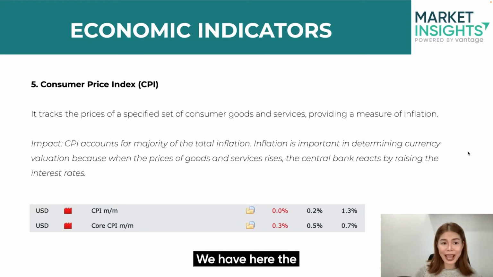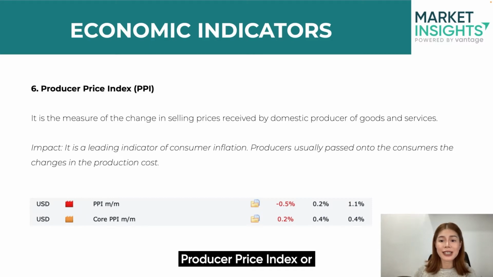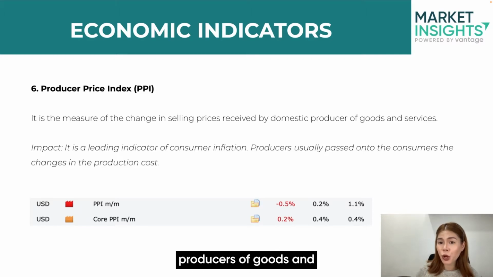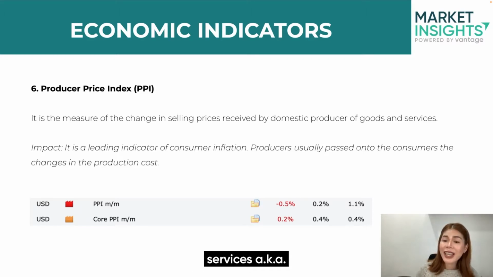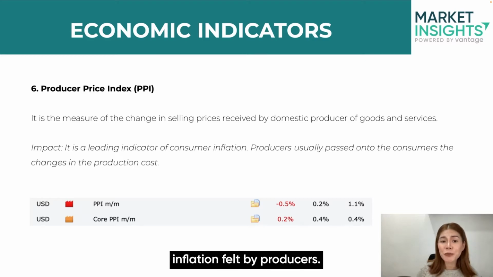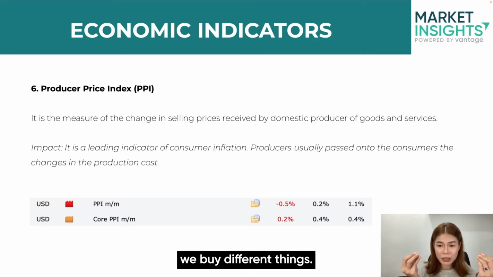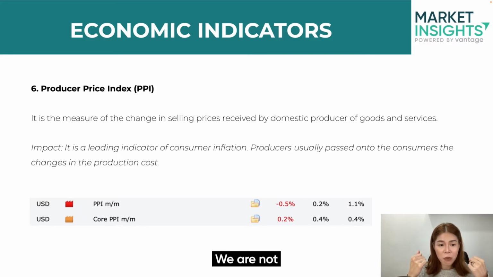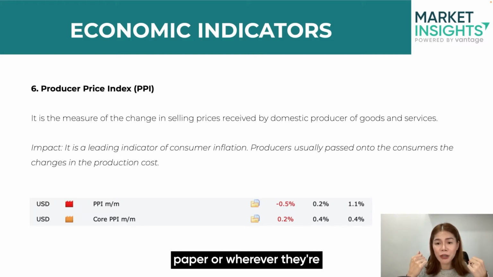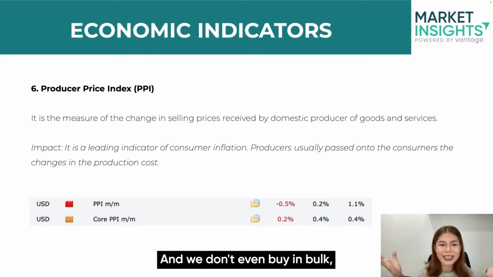Next, number 6, we have here the Producer Price Index or PPI. It measures the change in selling prices received by domestic producers of goods and services, aka inflation felt by producers. Consumers and producers, we buy different things, right? We are not buying tons and tons of raw materials or whatever they are using in production. We just buy it as it is when it's already done, and we don't even buy in bulk.